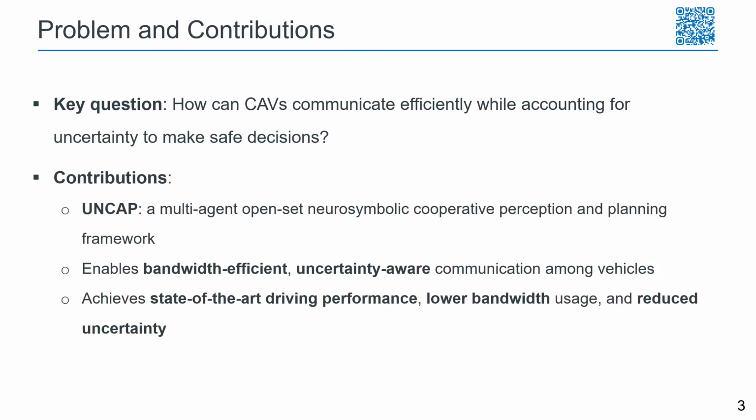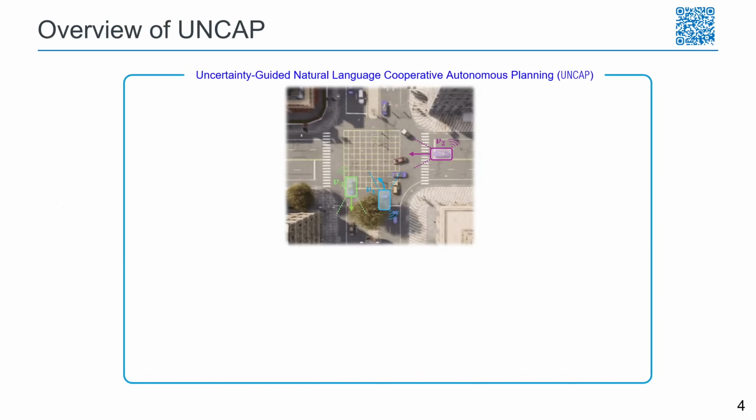We present UNCAP, a multi-agent, open-set, neurosymbolic cooperative perception planning framework that is bandwidth efficient and uncertainty aware. UNCAP achieves state-of-the-art driving performance, lower bandwidth usage, and reduced uncertainty.